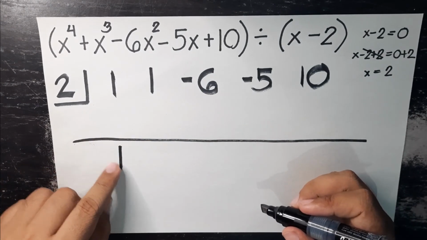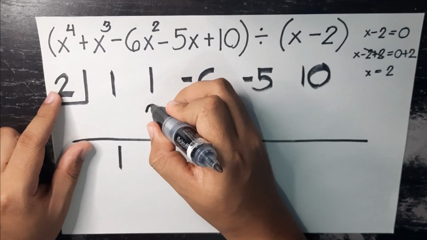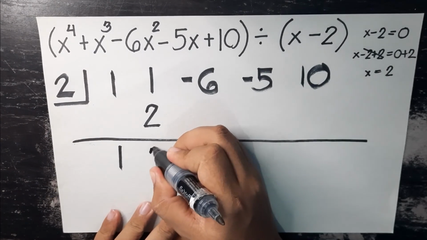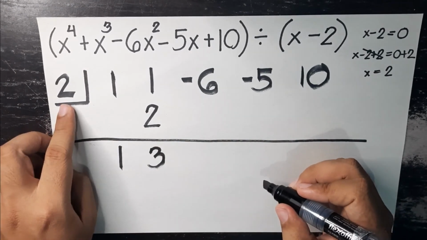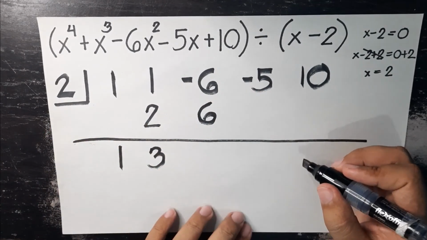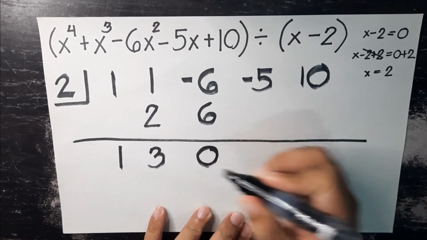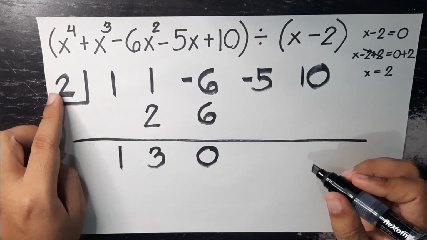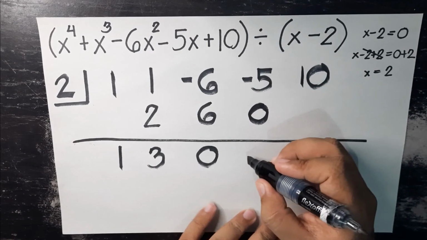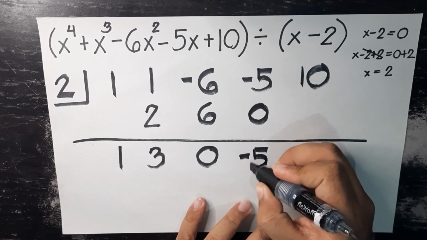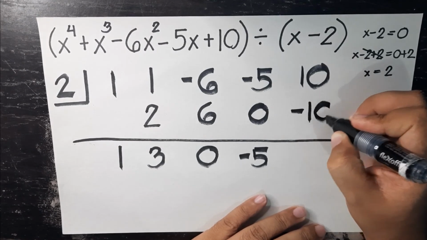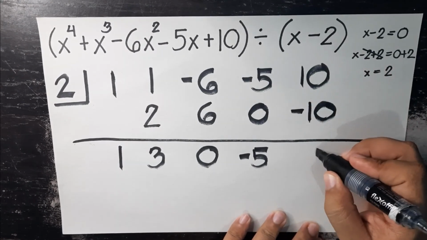Next, 1 times 2, we have 2. Then we will add 1 plus 2, 3. 3 times 2 will give us 6. Negative 6 plus 6 gives us 0. 0 times 2, 0. Negative 5 plus 0 gives us negative 5. Negative 5 times 2 gives us negative 10. 10 minus 10 gives us 0.